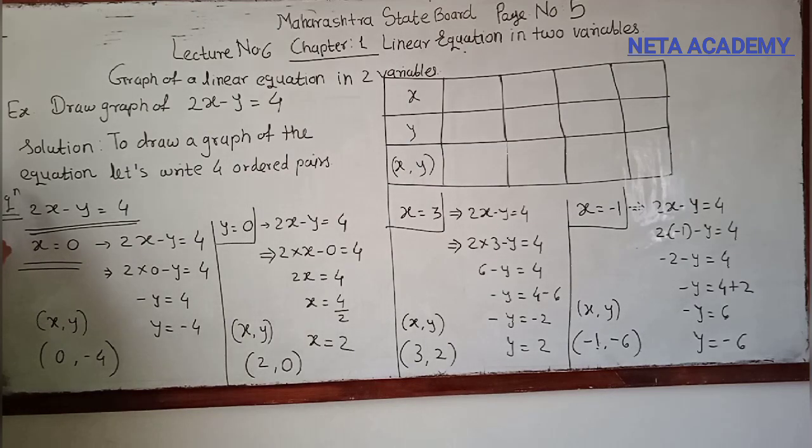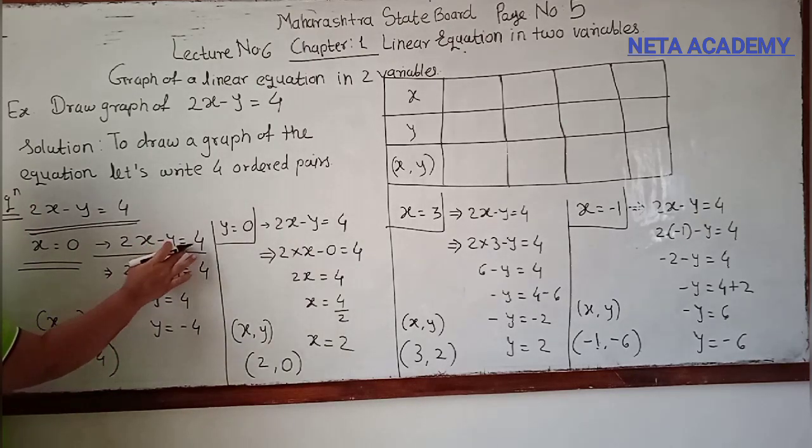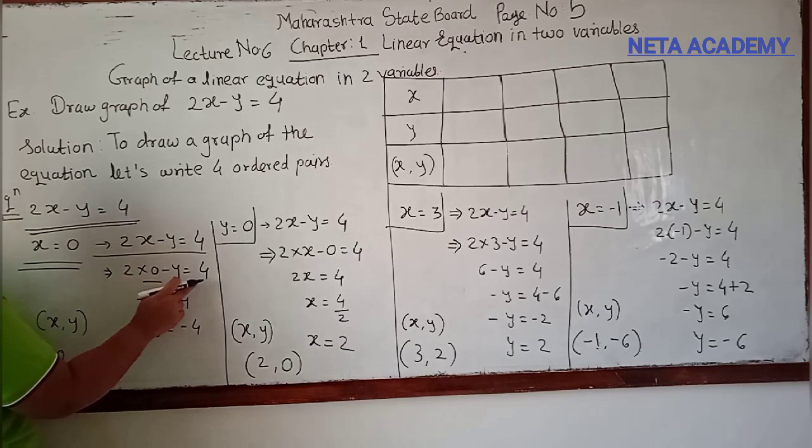So let's find the pairs. What is our equation that we'll write first? That is 2x minus y is equal to 4. First, if we take x is equal to 0, we'll put the value of 0 into the given equation, 2x minus y is equal to 4. If I put the value of x as 0, what value will we get for y?